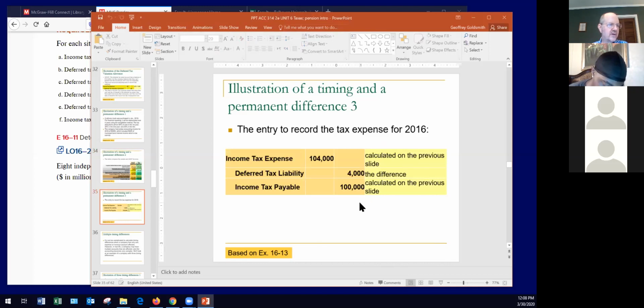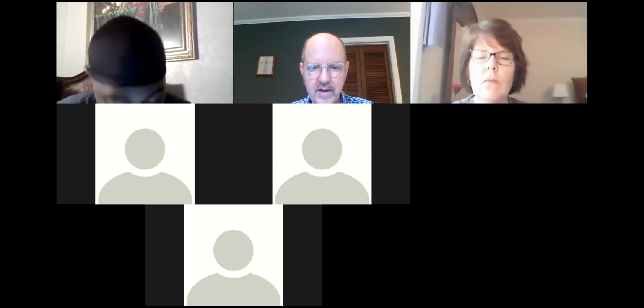And so the entry to record this, we have a debit to income tax expense for $104,000, because even though they pay $100,000 now on the income that was taxable this year, from an accounting perspective, eventually the tax owed would be $104,000. So the difference is a deferred tax liability, a tax that will be payable later. So questions about that by anybody? Okay, then let's go on to the next slide.